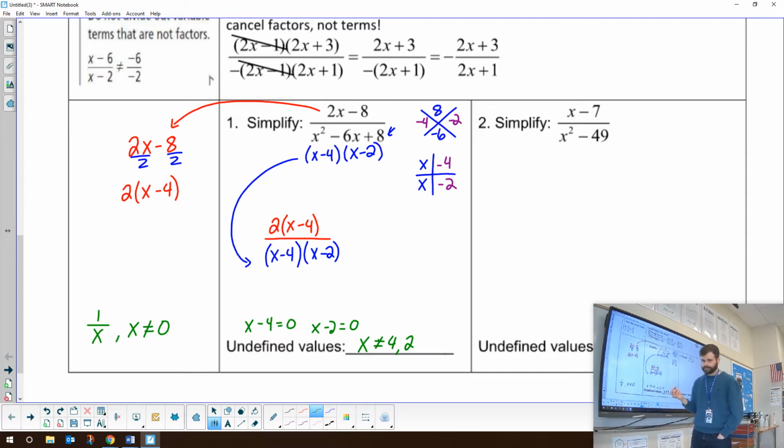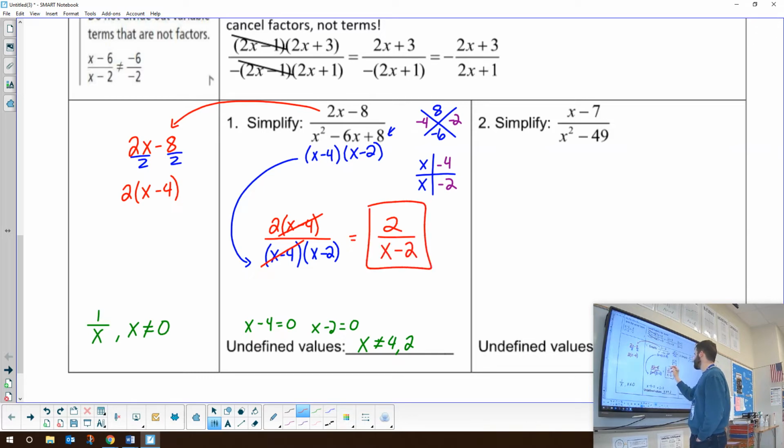So whenever we factor it out, we got to check and see, okay, what are the zeros at the bottom? And that's my undefined values. All right, now let's cancel. Look at this. X minus 4 cancel, because we have one on the top, one on the bottom, and we're multiplying with those parentheses. So my answer is going to be 2 over x minus 2, and my undefined values are 4 and 2.